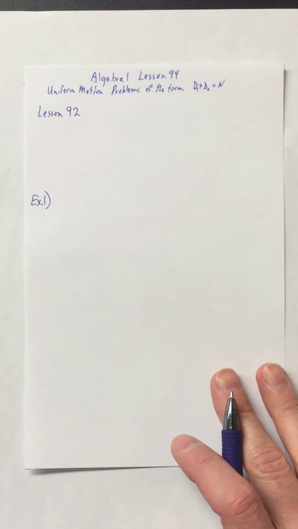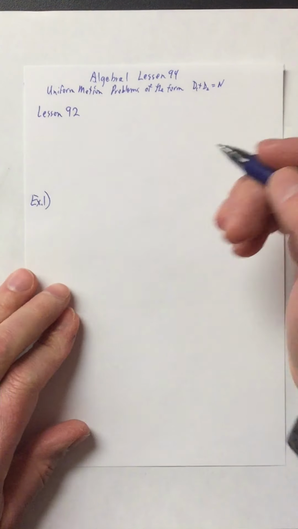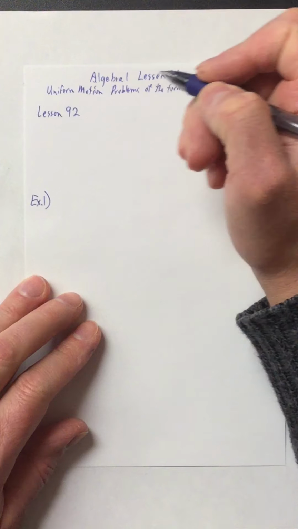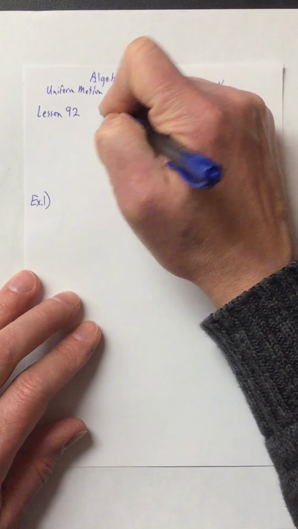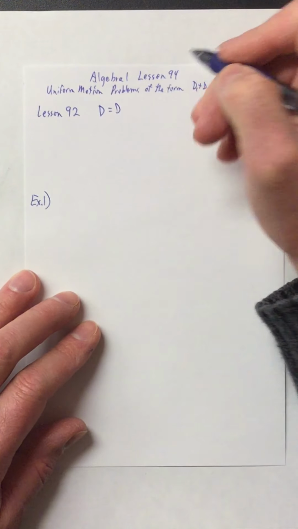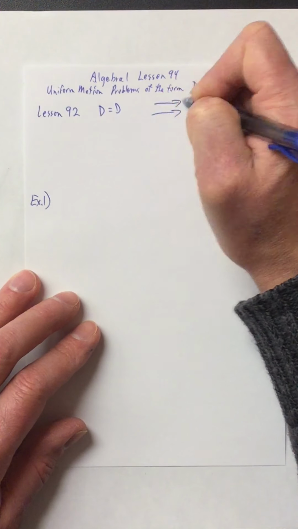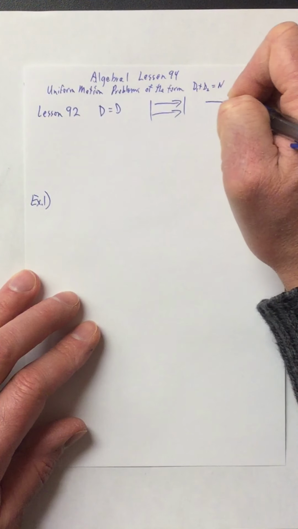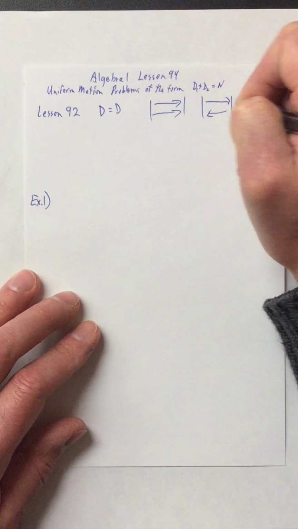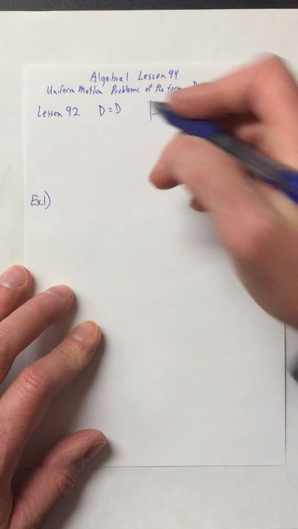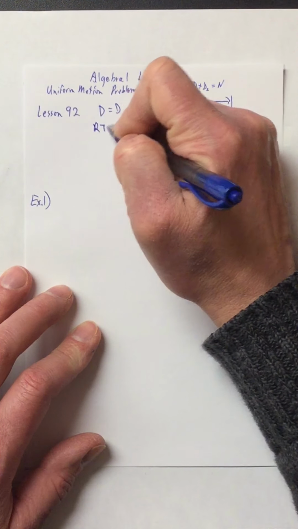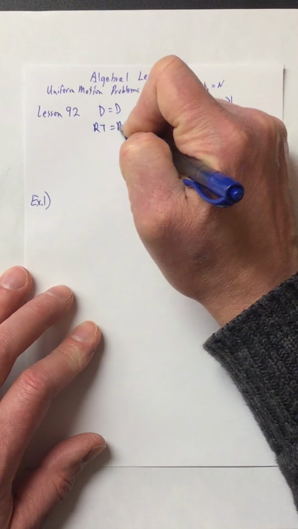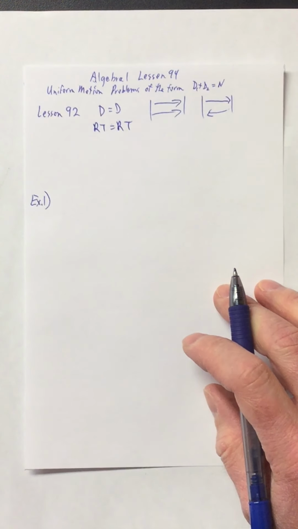This one is back to our distance problems, and if you remember back to Lesson 92, we were given our first scenario, which is where a distance is equal to a distance. It's where something goes the same or goes there and comes back in the diagrams there, and we said that was equal to a rate and a time is equal to a rate and a time.